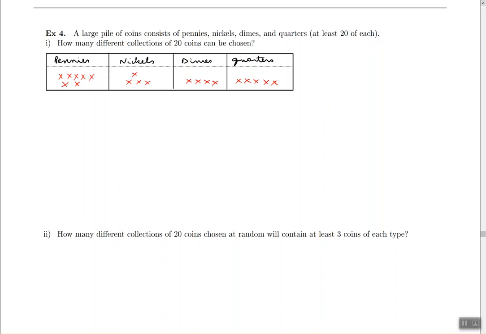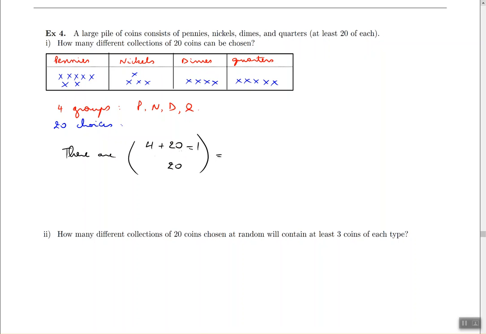Okay. So at the end of the day, basically, what did I do? I had to pick 20 X's and put them into 4 little boxes, basically. So there are 4 groups, and there are 20 choices to be made. So according to my formula, there are how many choices? Well, there are basically 4 plus 20 minus 1, choose 20 possibilities.